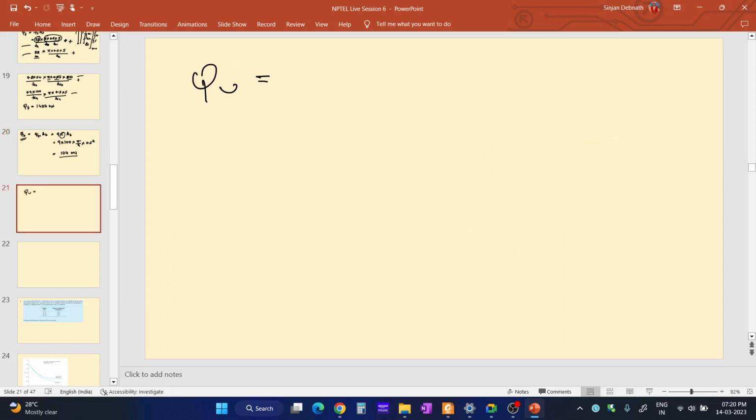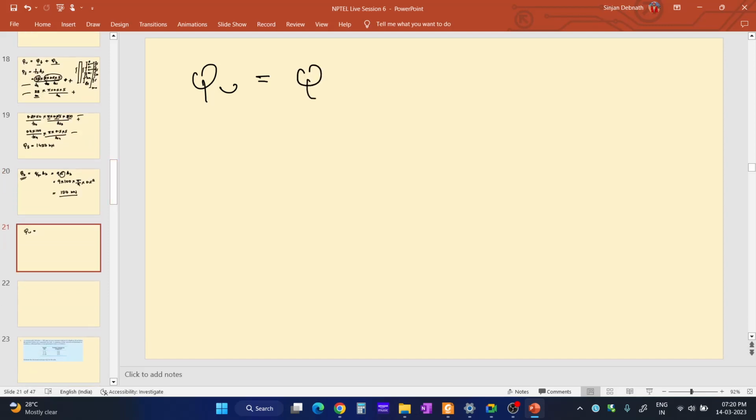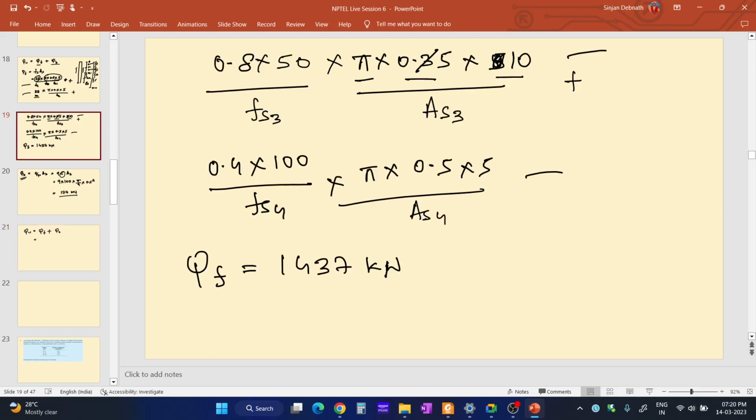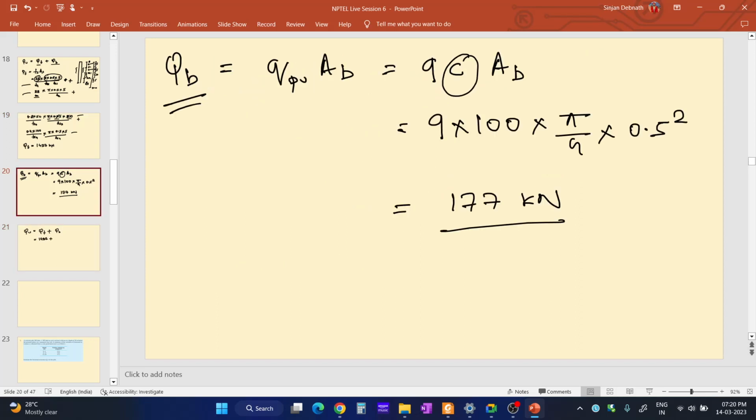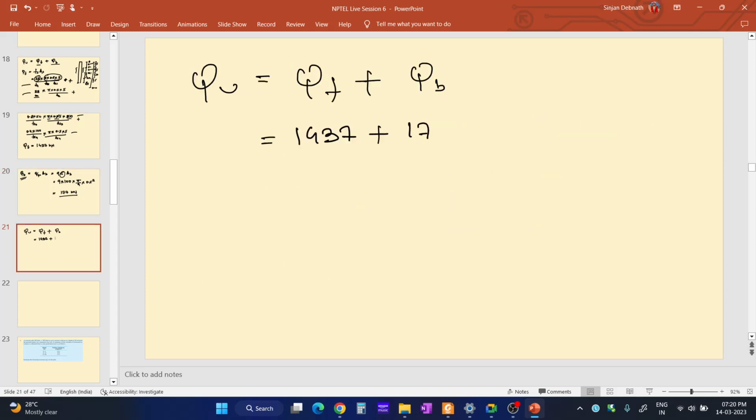So that means QU, the ultimate load that the pile can carry, is capital QF, the total skin friction resistance, plus QB, the total end bearing resistance. QF is 1437 plus QB, which is 177. After summing these two values, you will get QU equal to 1614 kilonewton.